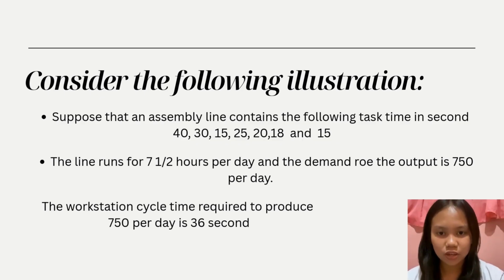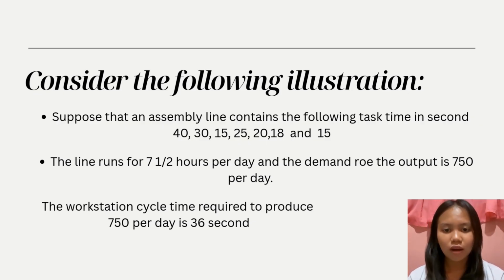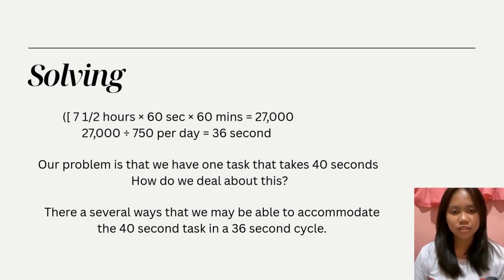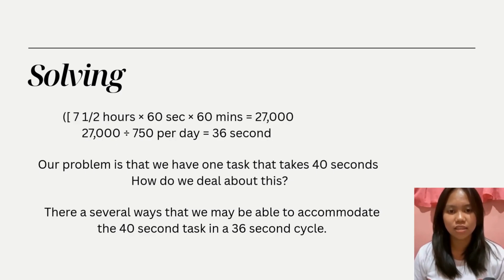Consider the following illustration. Suppose that an assembly line contains the following task times: 40, 30, 15, 25, 20, 18, and 15 seconds. The run is 7.5 hours per day, and the demand for output is 750 per day. The workstation cycle time required for 750 per day is 36 seconds. 7.5 hours times 60 minutes times 60 seconds is 27,000. 27,000 divided by 750 is 36 seconds.